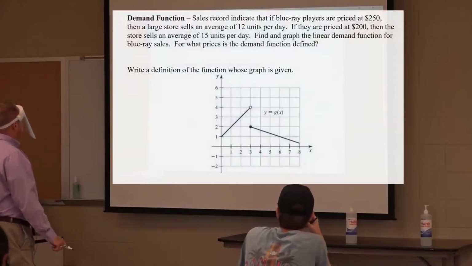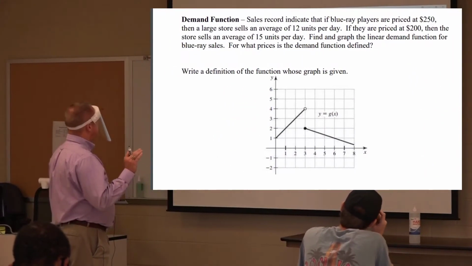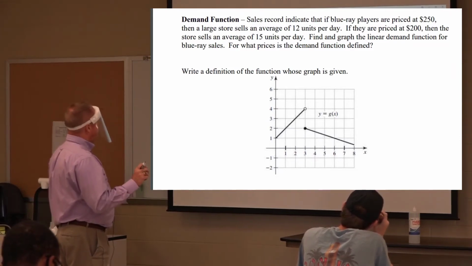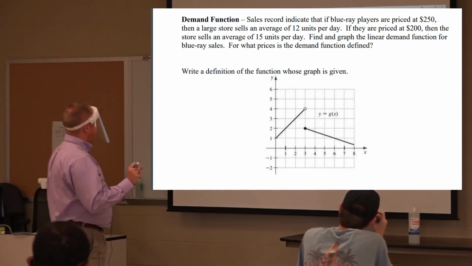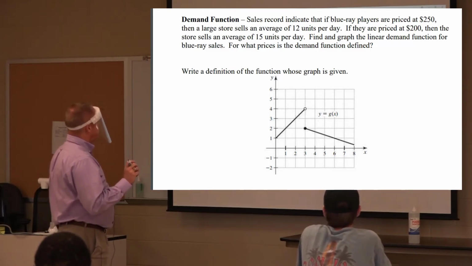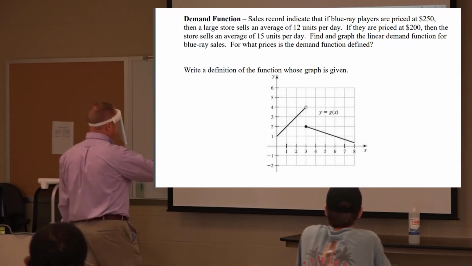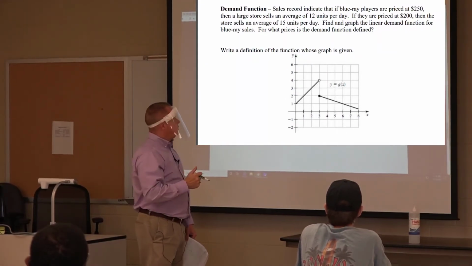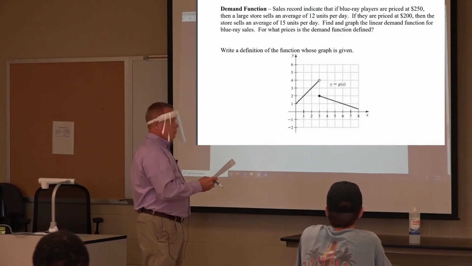It says sales records indicate that if Blu-ray players are priced at $250, then a large store sells an average of 12 units per day. If they are priced at $200, then the store sells an average of 15 units per day. Find and graph the linear demand function for Blu-ray sales. For what prices is the demand function defined? Okay, so the word in there is linear, which means what? Line, right?